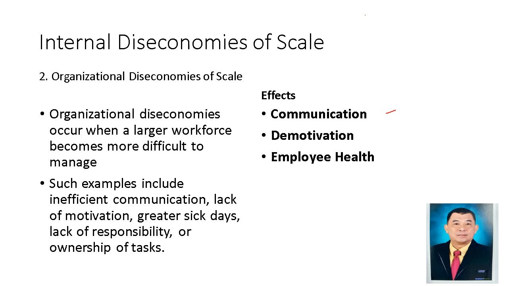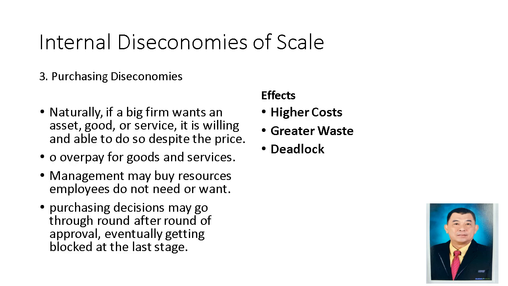Okay? So the next is purchasing diseconomies. Again, as the firm expands and grows, the firm wants to acquire assets, goods or services. It is willing and able to do so despite the price. They overpay sometimes for the goods and services because the firm is so competitive now and wants to increase its assets.